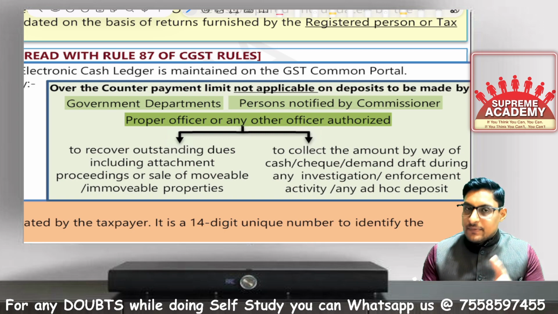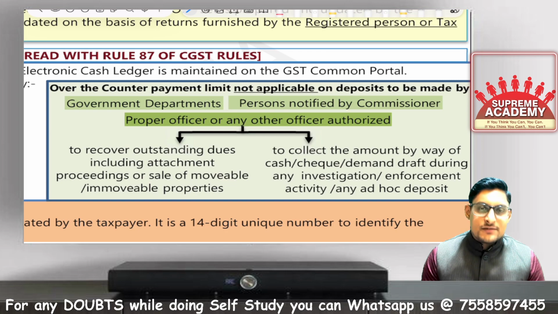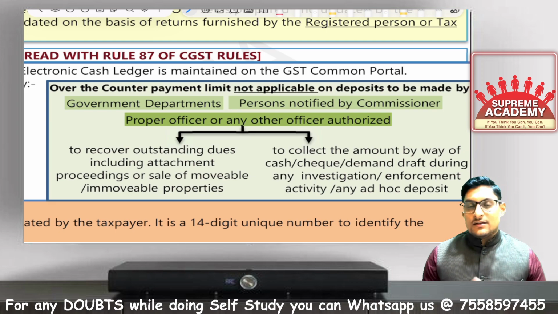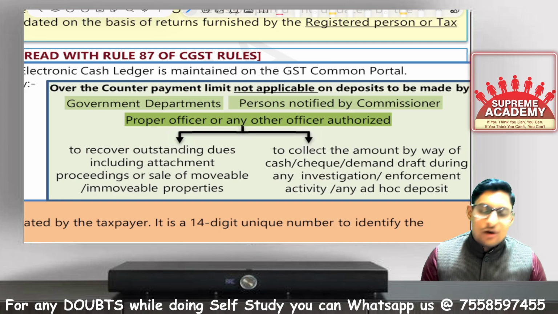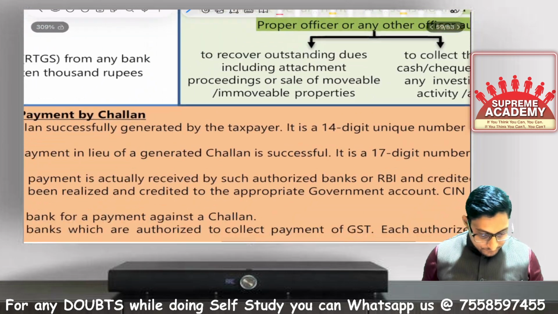Say, in the cases when this amount is deposited in the cash ledger by a government department or any person authorized by the commissioner or any proper officer, or the proper officer is recovering this amount from the taxpayer by selling their movable or immovable properties, or many dues are pending and the taxpayer, after investigation or assessment, is forced to pay and is now ready to pay the amount. At that time, this 10,000 limit of over the counter payment will not be applicable. In other cases, it will be applicable.